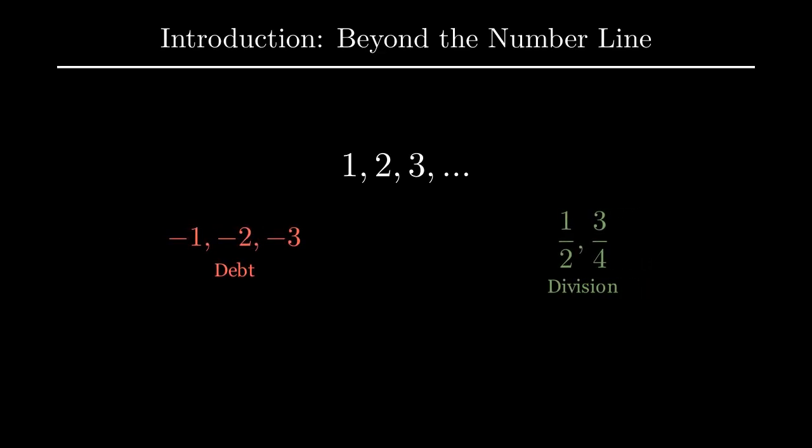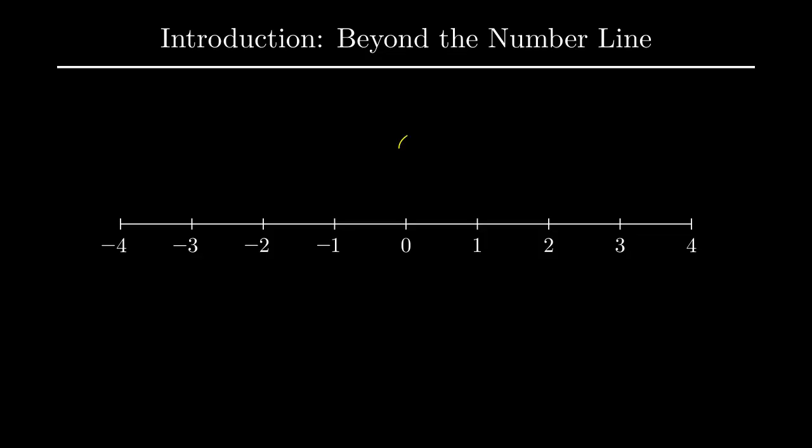Human mathematics started simply with counting, but as our problems grew, so did our numbers. We invented negative numbers to represent debt and fractions for division. But what happens when we step beyond the familiar number line? We enter the fascinating realm of imaginary and complex numbers. These aren't just mathematical curiosities.